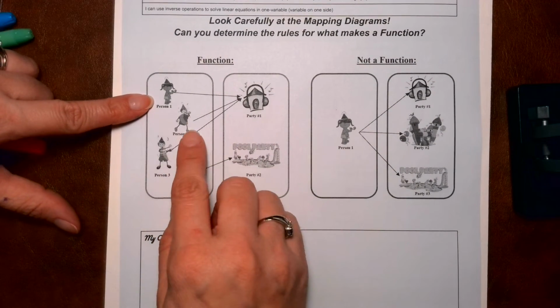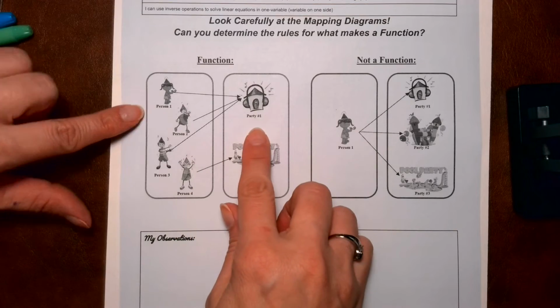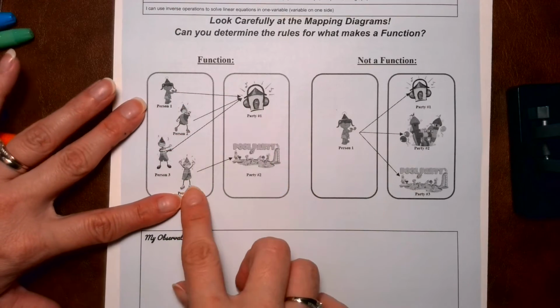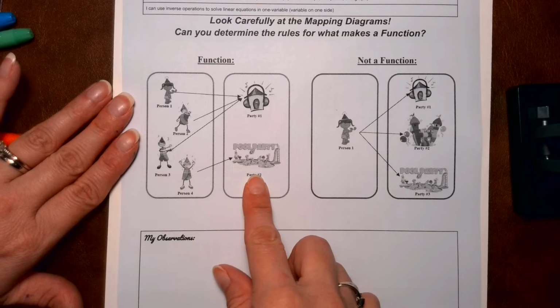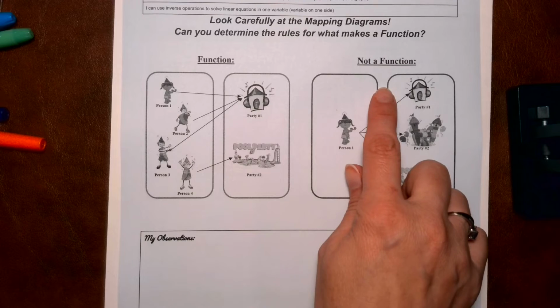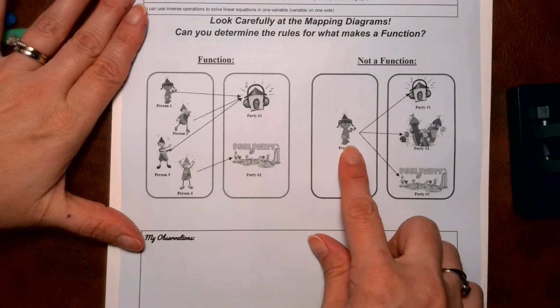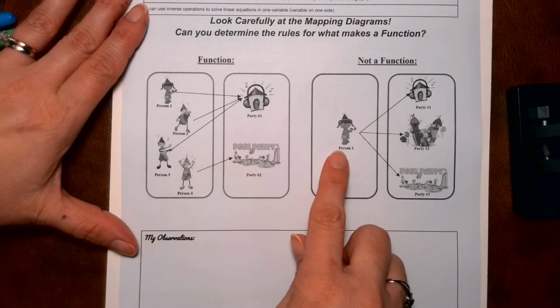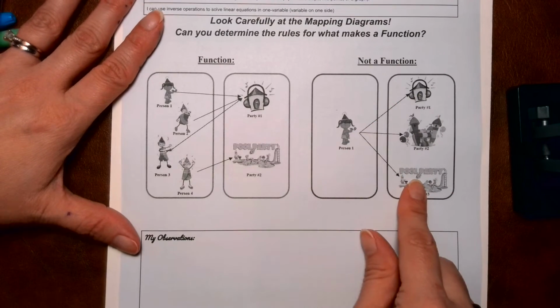We have person 1, 2, 3, 4, and over here there's party 1. Lots of people went to party 1, and somebody went to party 2. That is a function. This is not a function. This person, party 1, party 2, how in the world can one person go to 3 different parties?